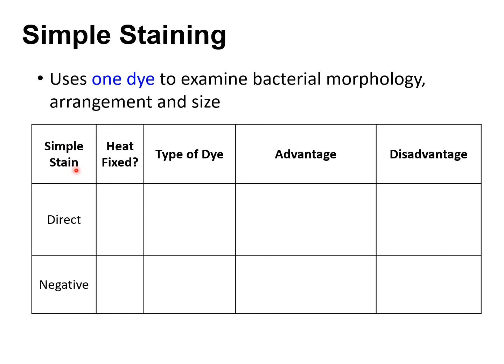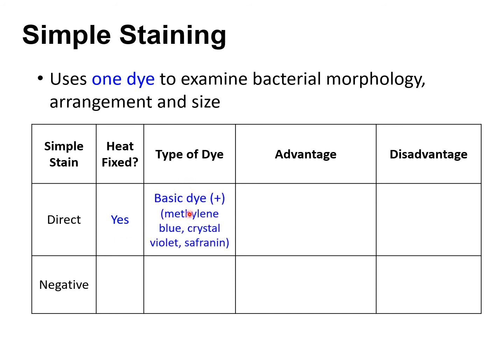Now there are two types of simple stains. There is a direct stain, which we sometimes refer to as positive, so you might have seen the term positive stain, and we have negative stain. As I said, positive stain is direct stain. With a positive stain or a direct stain, we do heat fix our slide. So after you let it air dry, we usually pass it over the flame 2 to 3 times.